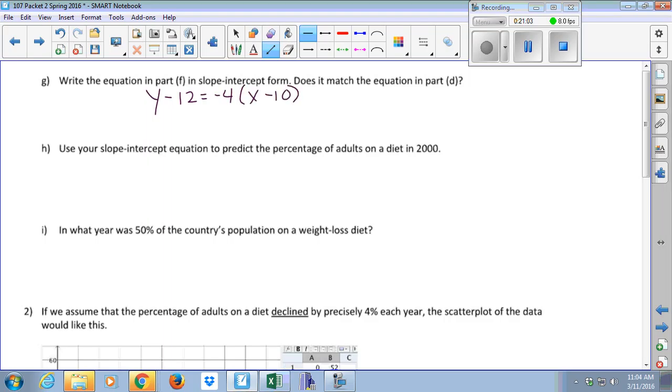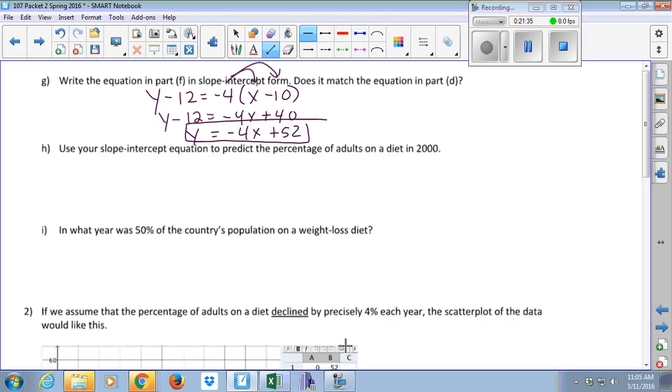If we want this in slope-intercept form, we want to solve this for y. Before we do that, we want to distribute the negative 4 through, using the distributive property on the right side. And now to solve it for y, we add 12 to both sides. And voila, we get exactly the same equation we got earlier, because these two equations are equivalent. They both talk about that line that we just drew a few minutes ago.